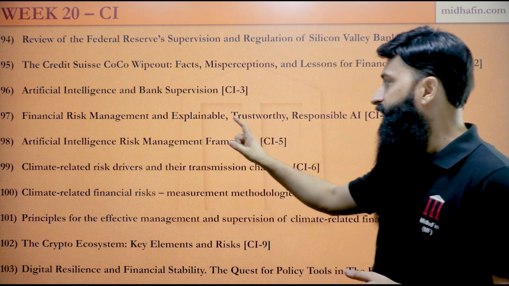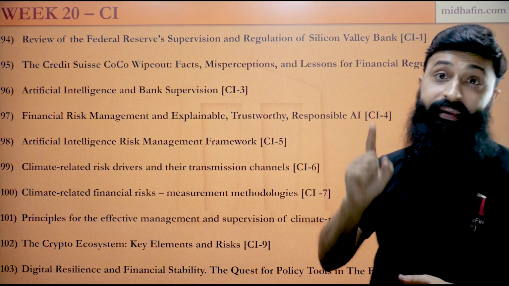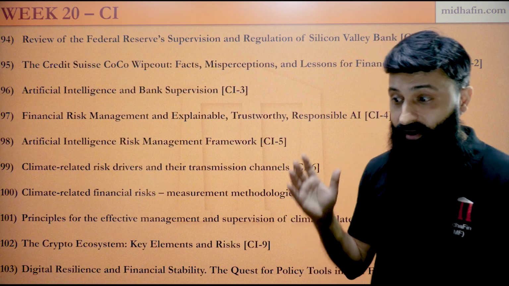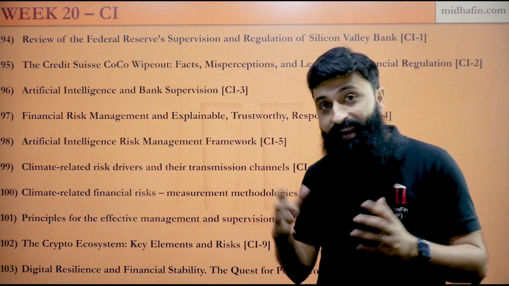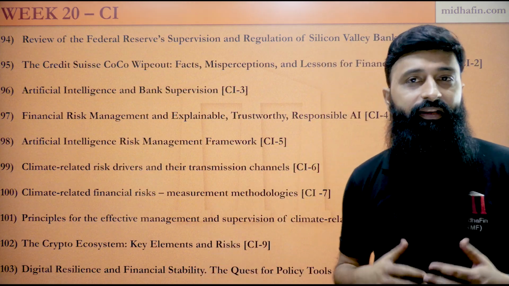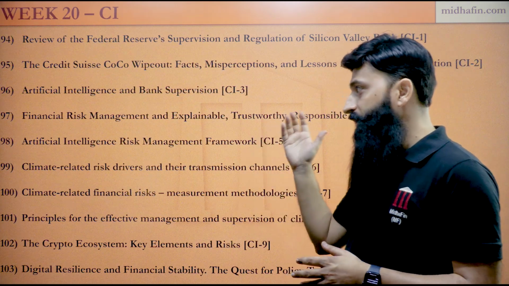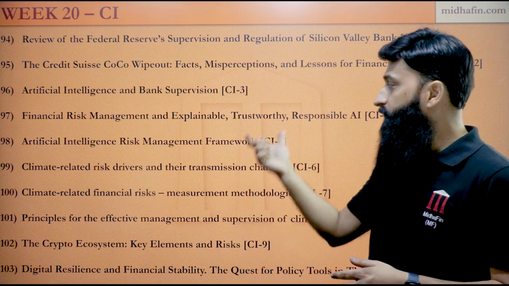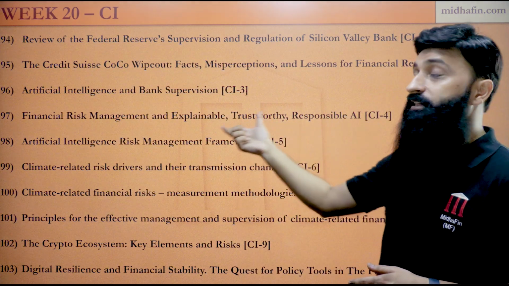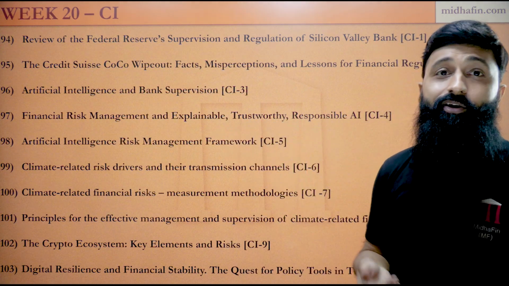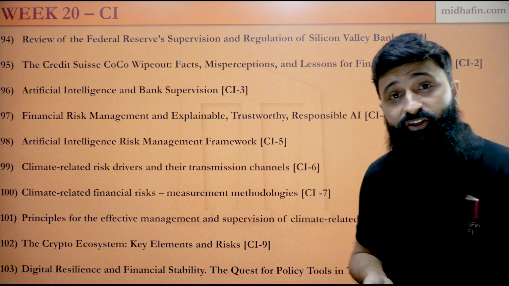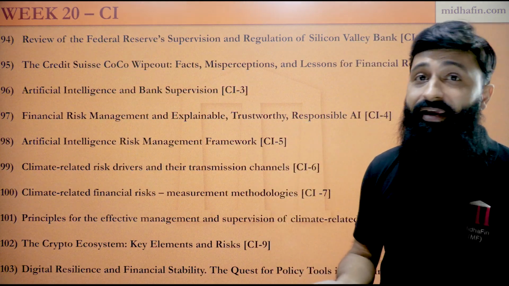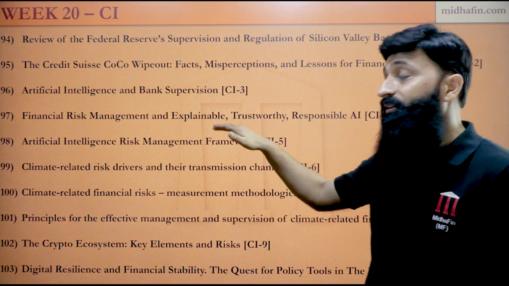Financial risk management and explainable, trustworthy, responsible AI. There's a lot of debate around AI in the last few weeks, in fact, after so many grand announcements, both by OpenAI as well as Google. So you can see there is a discussion going on where this trustworthy, responsible, explainable AI is being used, right? So ethical considerations, validation of decision-making algorithms, and the application of explainable AI in credit risk management will be discussed in this chapter.